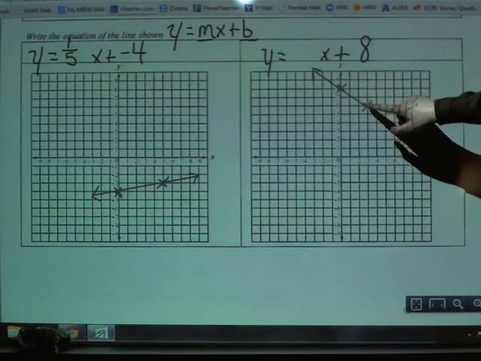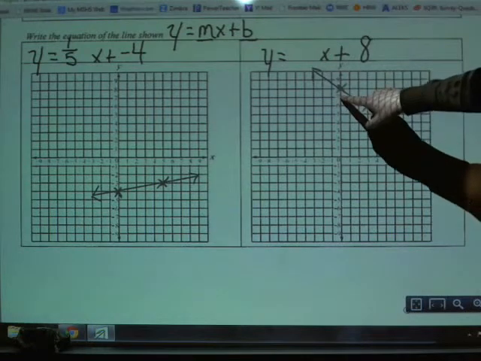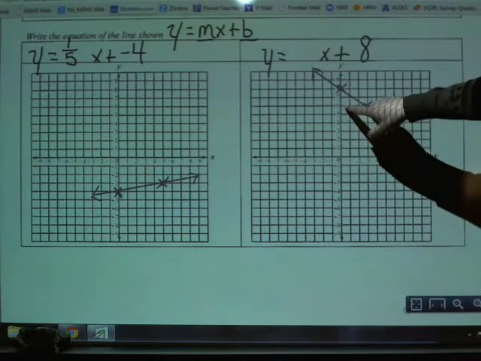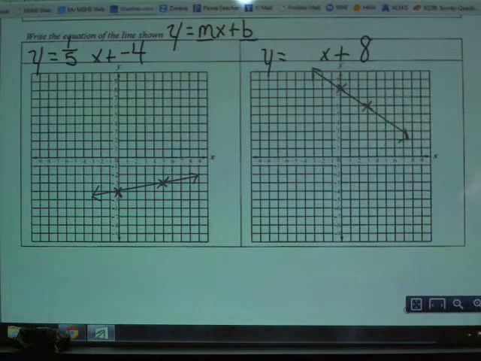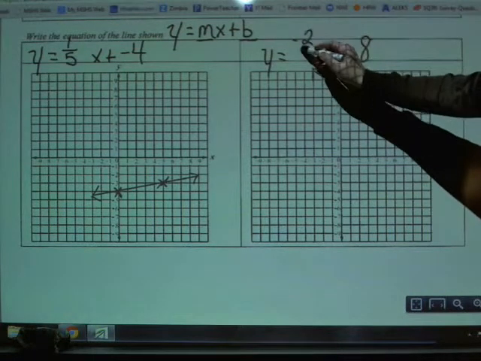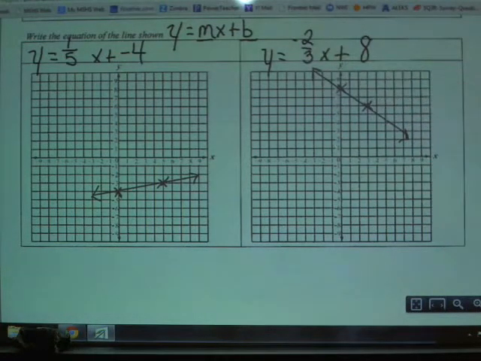Well, to get from this point to this point that are labeled on the graph, I make 1, 2 jumps down, and then 1, 2, 3 jumps over. So it's -2/3, and that means this line is the equation y equals -2/3 x plus 8.